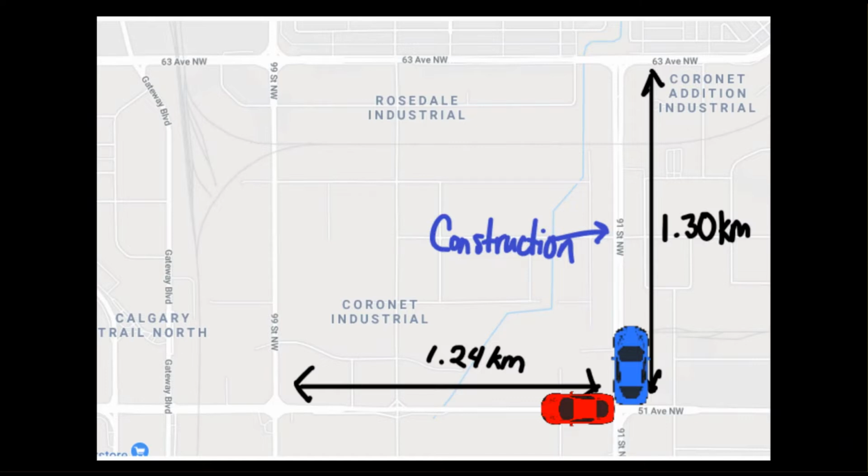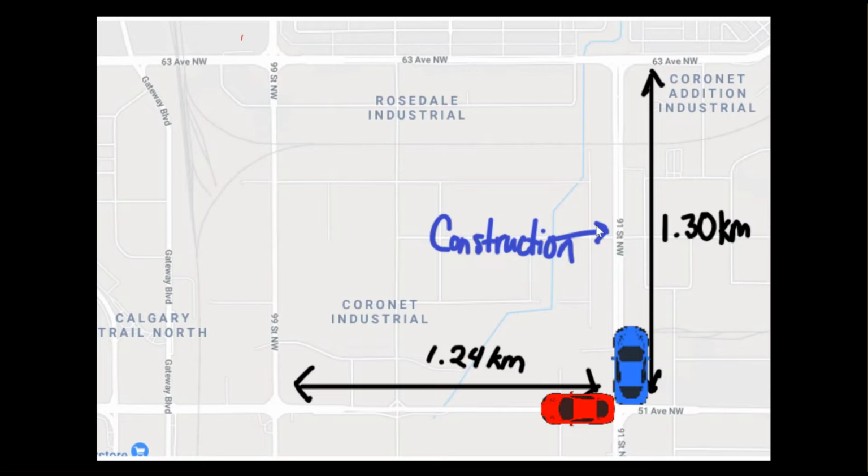Today, we want to take a look at the motion of some objects. As you can see, we've got two cars here, and they both need to get to the same spot, the same location. But because of the construction on one of the roads, they're going to have to take different paths. They want to get there the fastest.